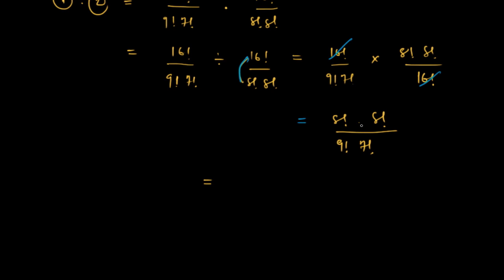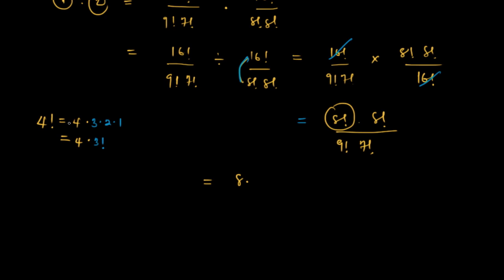Now I'm going to do something that might look a little tricky, but just watch what I'm doing. Let me show you something first. If you're told to find 4 factorial, we know 4 factorial is 4 times 3 times 2 times 1. I can as well write this as 4 times 3 times 2 times 1, which is the same thing as 3 factorial.